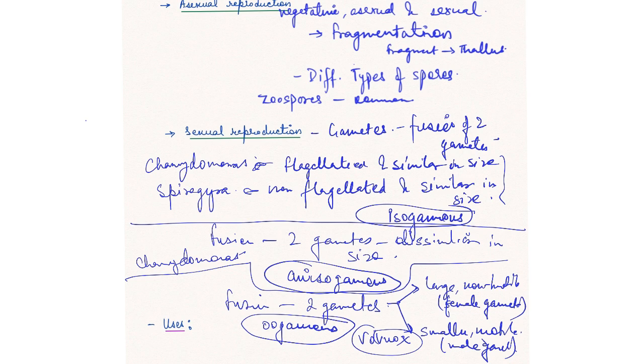The third one is oogamy, where the gametes are not similar in size and they are motile and non-motile. So there the female gamete is large and non-motile, and the male gamete is smaller in size and it can move, so it is motile. I have given certain examples as well. So with this we complete the different types of reproduction in algae.